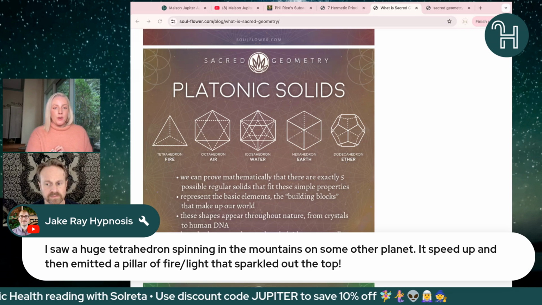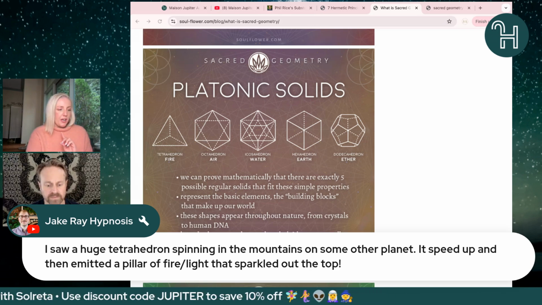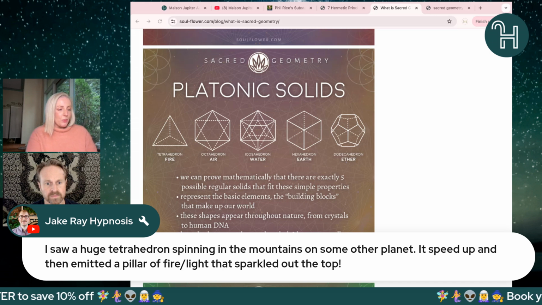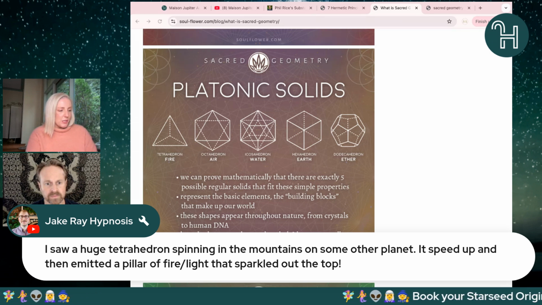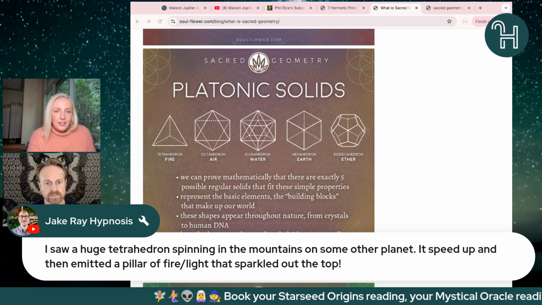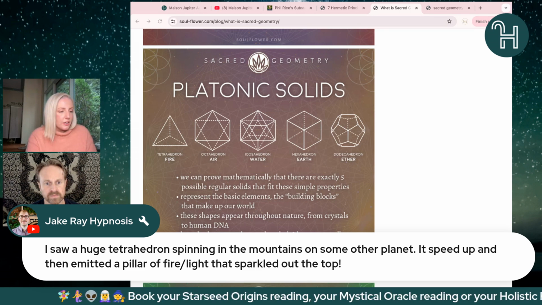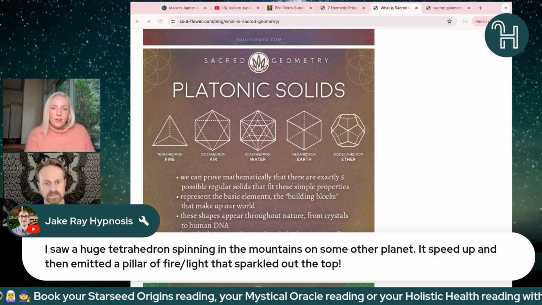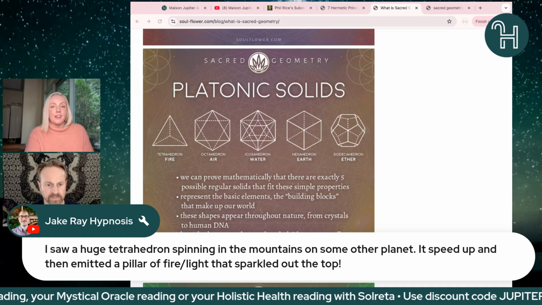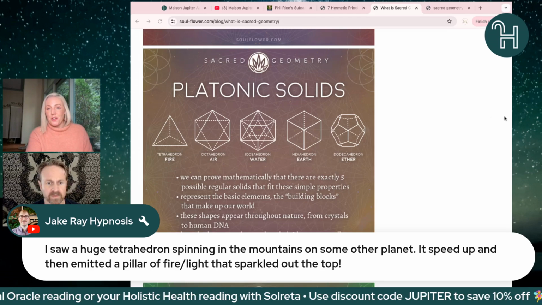Let's do another one. I'll pick one more shape because we've got all of them here essentially. Just looking for the shape reference on here. Let's do a dodecahedron, which is related to the ether element. I think that'd be a fun one to do.